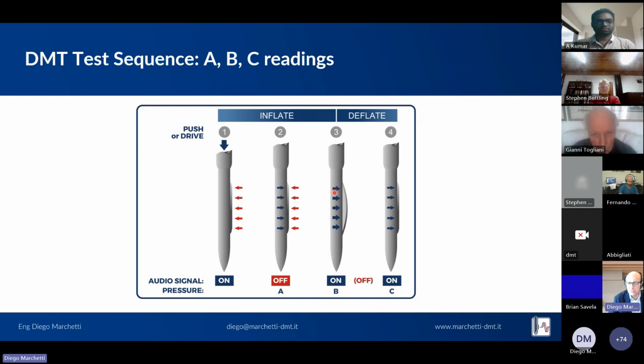Inflation continues, the pressure inside the membrane from the inner side increases, the membrane expands. When it expanded 1.1 millimeter in the center, the contact returns on and the B pressure is taken. Basically a horizontal load test to arrive to B. Then deflation occurs, the contact goes off, and when it returns on, if the deflation was done with a specific valve of the equipment, then the C reading will also be taken.